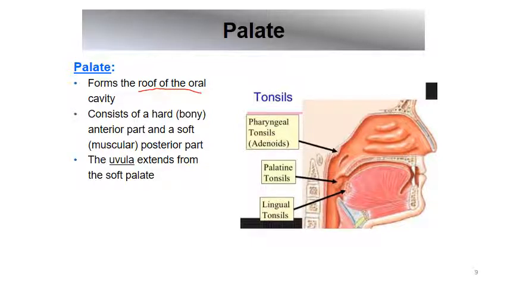The uvula is the region that is the very end of the soft palate. So this is the part where, when you open your mouth and say ah, it swings back and forth.